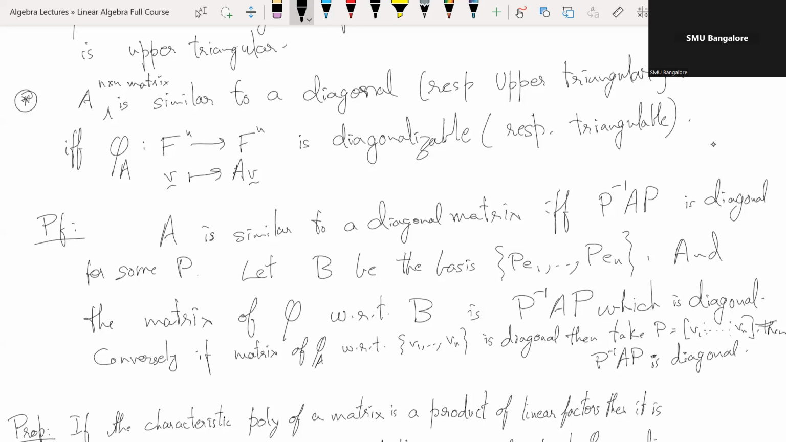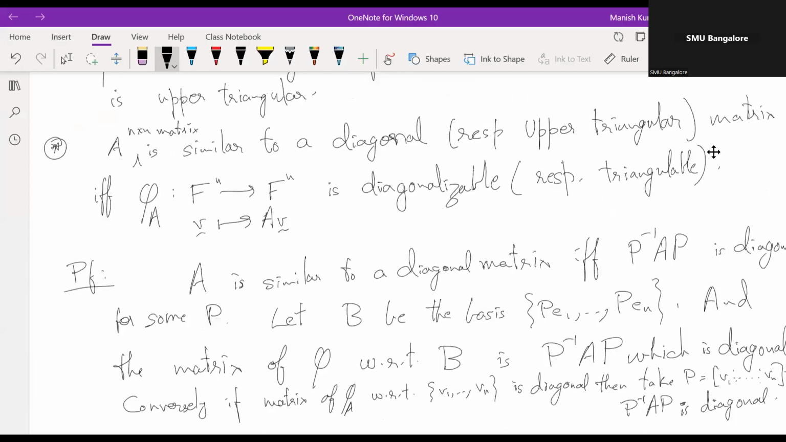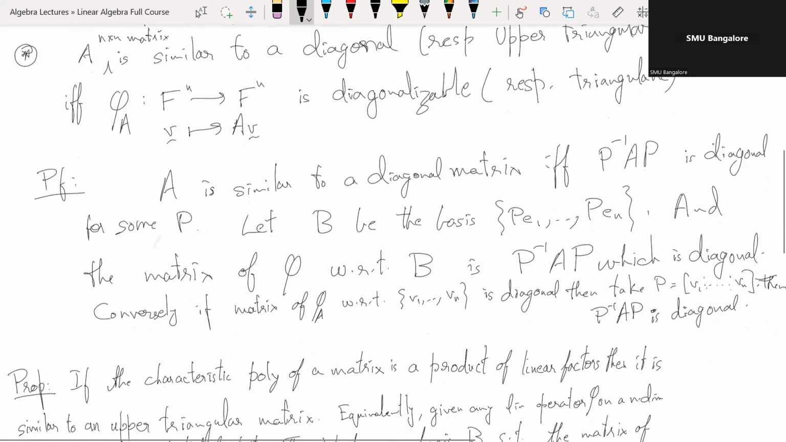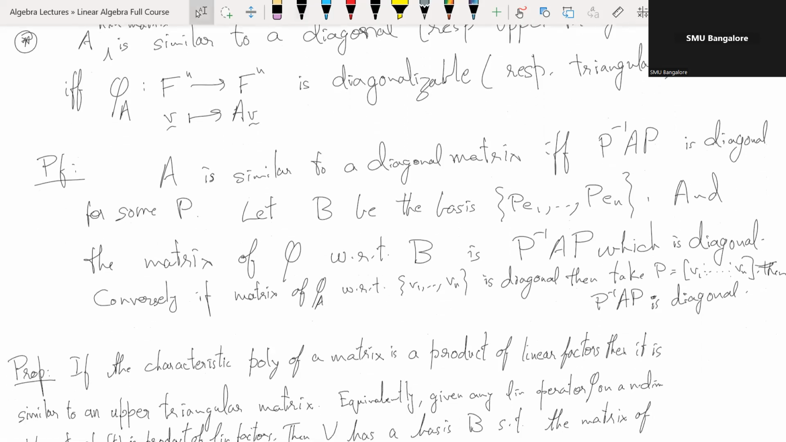Is this okay? Makes sense, everyone? Okay. So now we want a criterion for a linear operator to become upper triangulable or diagonal. First, upper triangular. The first result is that if the characteristic polynomial of a matrix is a product of linear factors, then it is similar to an upper triangular matrix.